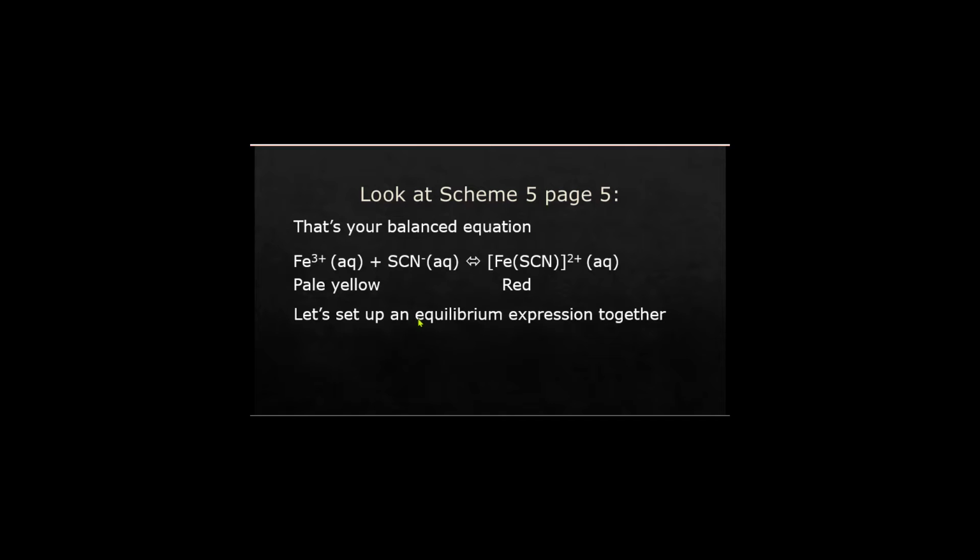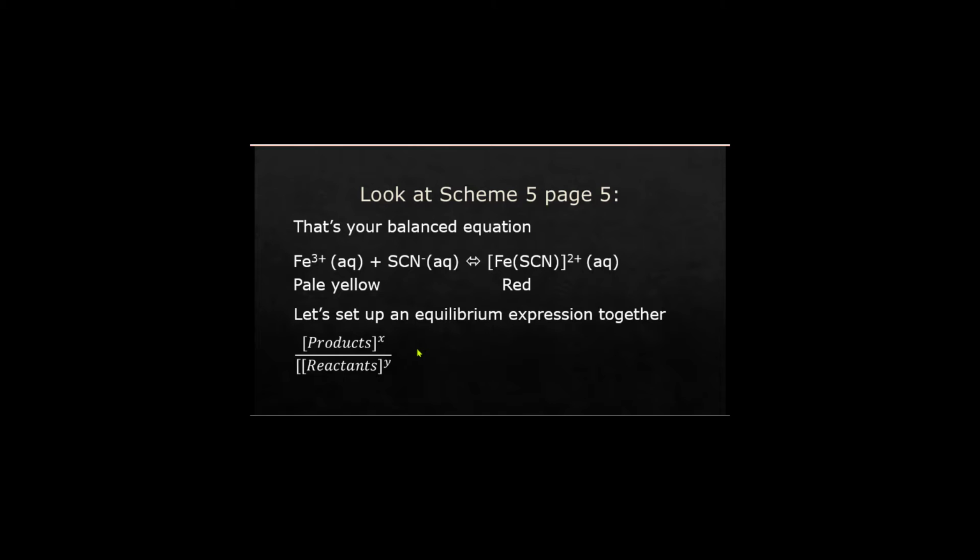Now let's set up the equilibrium expression together. Let's get used to this. Remember, it looks like this. It's products raised to the coefficient. Now let's talk coefficients for a second. Everything in here, there's a 1 assumed in front of the iron 3 plus cation. There's a 1 assumed in front of the thiocyanate anion. There's a 1 assumed in front of the iron thiocyanate complex. So all these x's and y's in this case are 1s. So they're assumed. You don't have to put them in there.